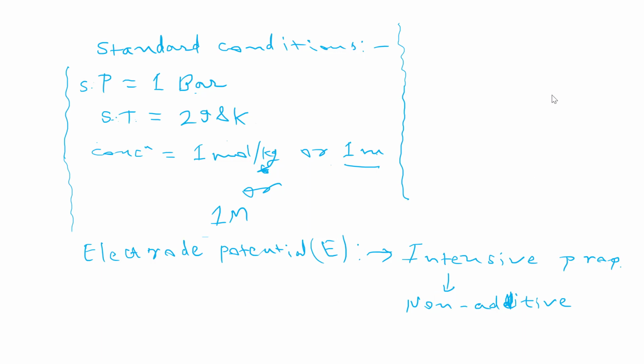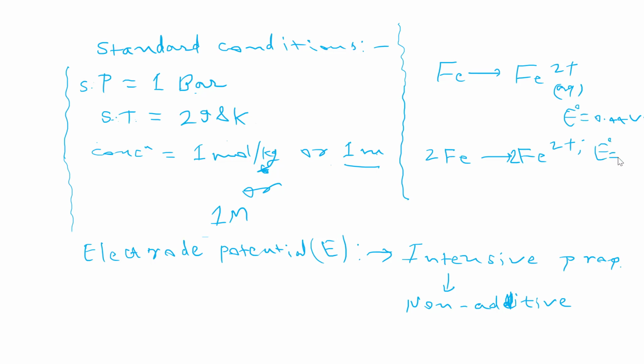For example, if you take any example like Fe gives Fe2 plus, and the electrode potential or oxidation potential is given, suppose 0.44 volt. Now for the same reaction, if we multiply this reaction by 2, what about E? Here E not actually, the standard electrode potential. Can you say the value? It will remain the same, because it is a non-additive property. It will also be 0.44. Got it?